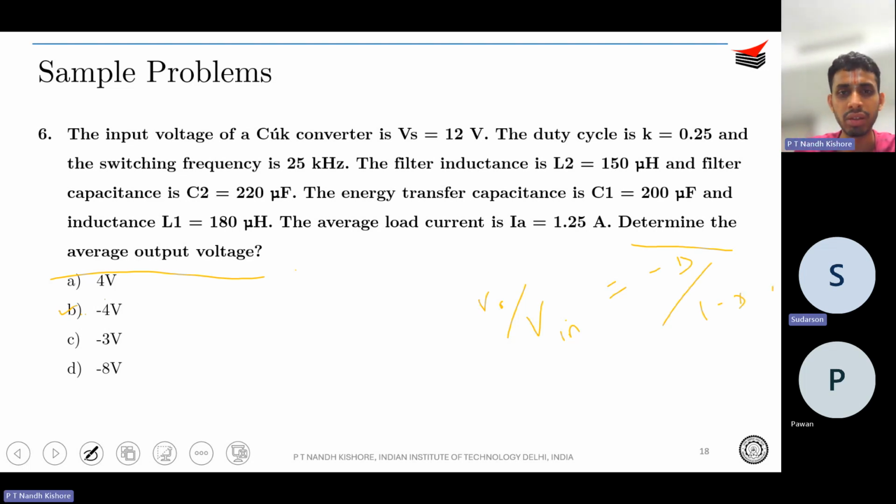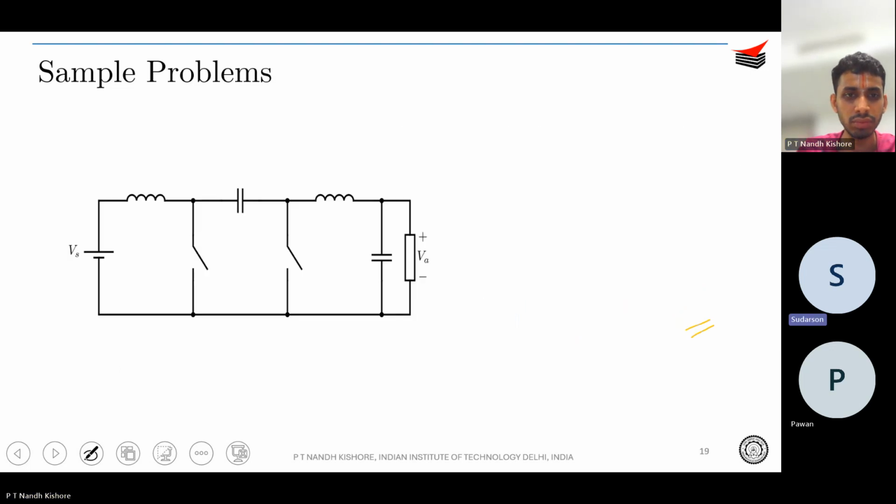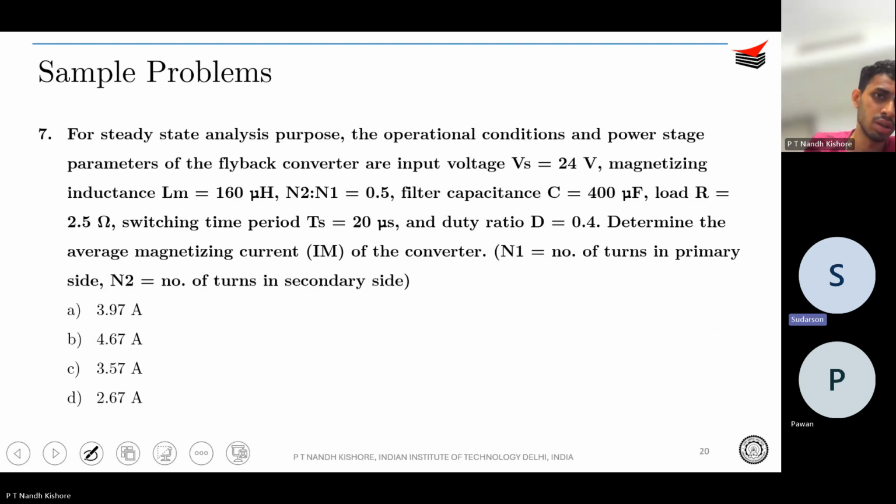Okay, so I guess this is again simple. So far, was it fine? Or else shall we go ahead with the next one?